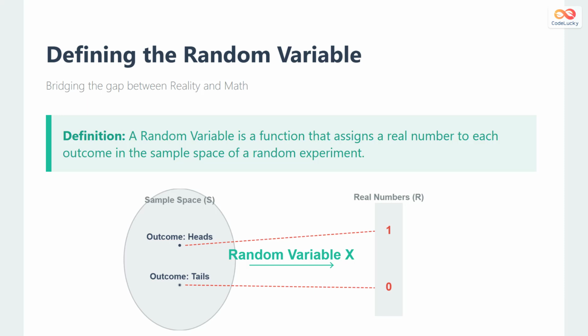So, where does the variable come in? In mathematics, we like to work with numbers. A random variable is simply a rule or a function that assigns a numerical value to every possible outcome of a random process. For example, we might assign the number 1 to heads and 0 to tails. This simple translation allows us to perform calculations on random events.